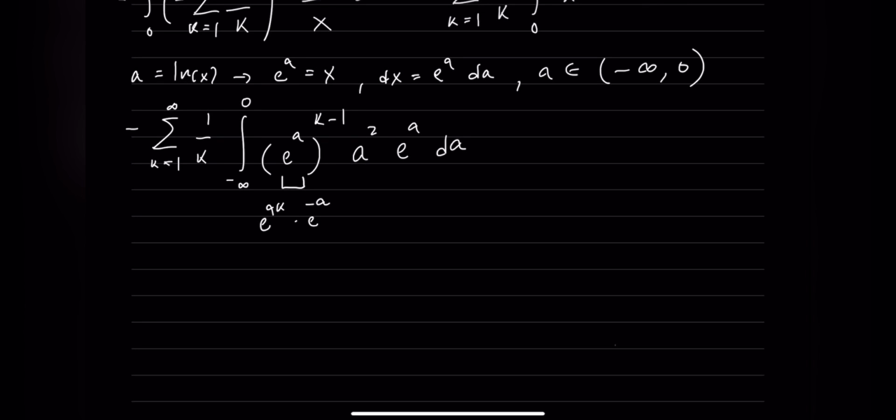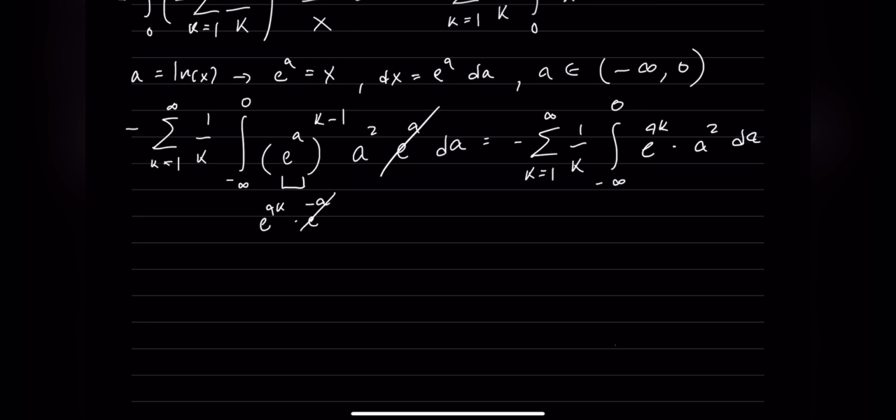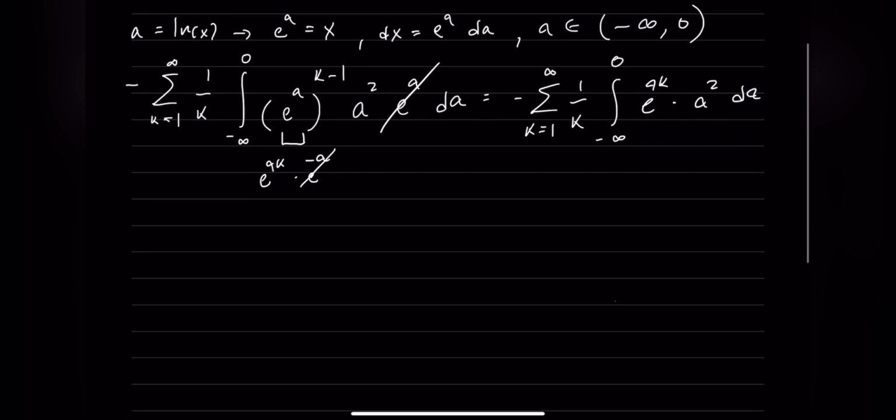but this right here is just e to the ak times e to the negative a, so this will cancel, and so we're left with minus the sum from 1 to infinity 1 over k, and the integral from minus infinity to 0, and then we're just going to have e to the ak times a squared dA, and we'll make one last substitution.